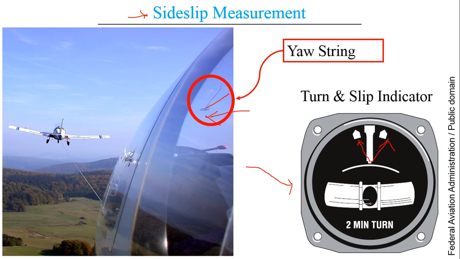Additionally, there is a slip indicator. This is nothing but a level gauge, the bubble gauge. Here we can see that this center black dot tilts to the left or right side based on the slip. If the aircraft slips to the left side, the bob will tilt in this direction. And if the aircraft is slipping to the right side, the bob will tilt in this direction. This is known as the slip indicator. It is associated with the turn indicator too. That's why this instrument is known as the turn and slip indicator.